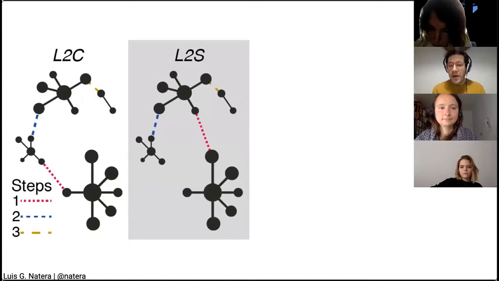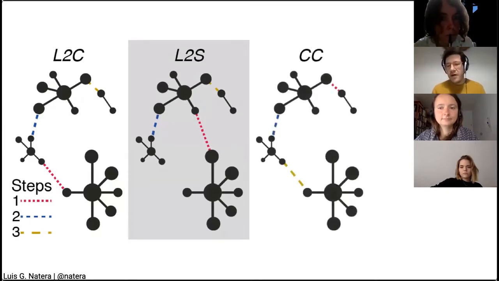We compared our algorithms with two approaches. The first one is closest to closest, where we look for all the possible connections and start connecting the two closest components together. So it's like a minimum investment approach.